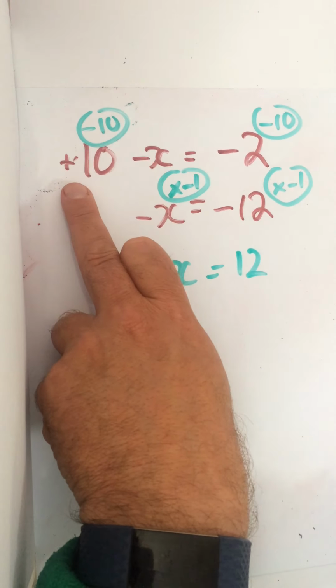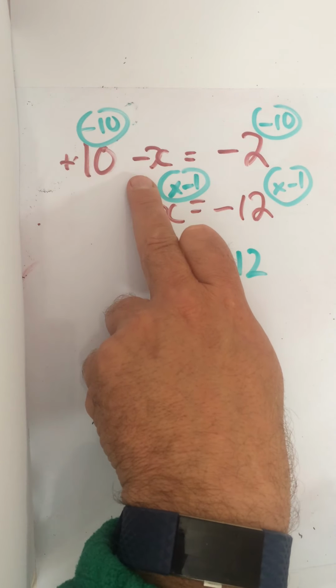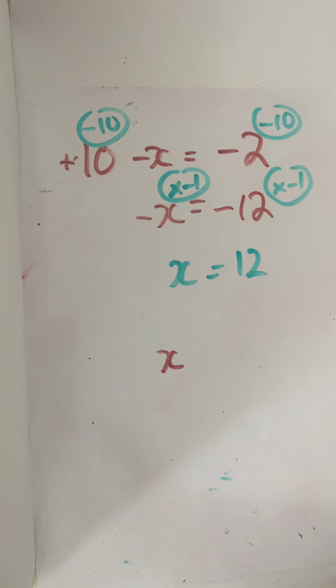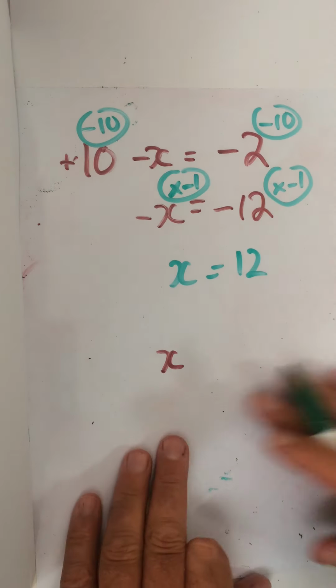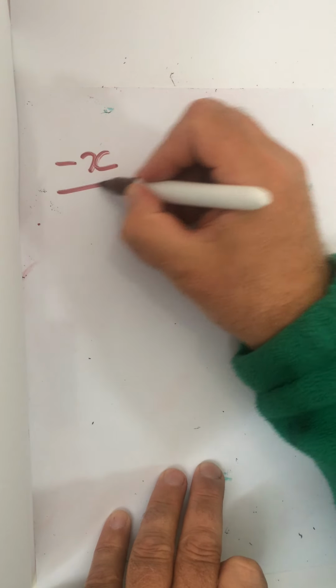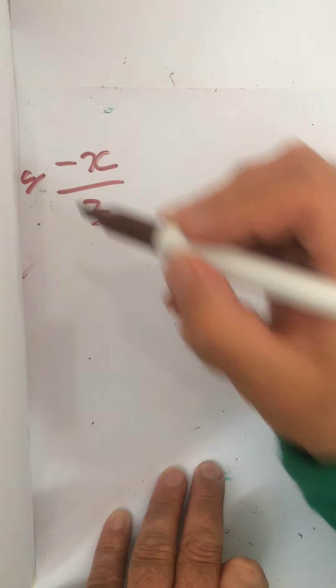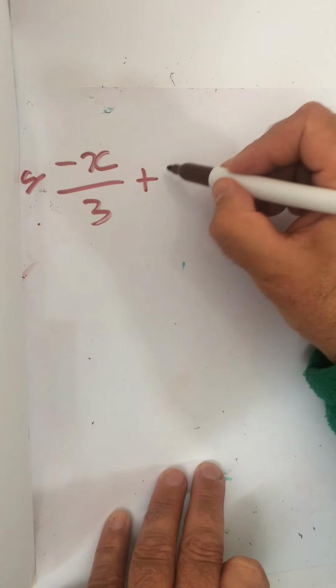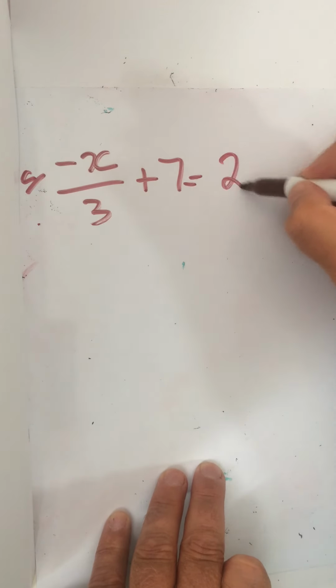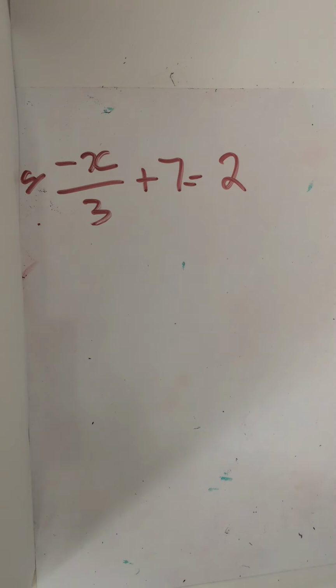And let's have a little look. Positive 10. If I take away 12 from that, I do get minus 2. Okay. Right. Last one of these before you can have a go yourself. Minus x over 3. It's the trickiest one. Let's call this one question C. Plus 7 equals 2. Okay. Pause the video, have a go at that, please.